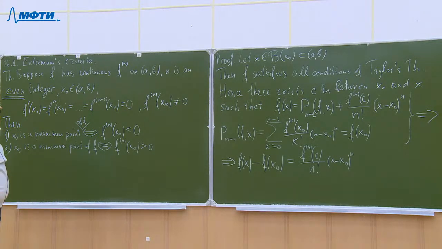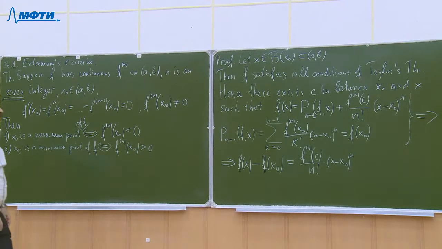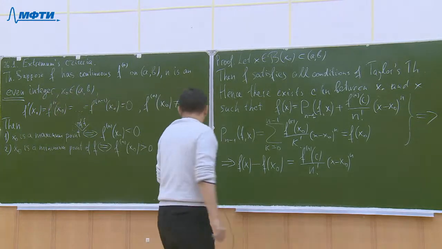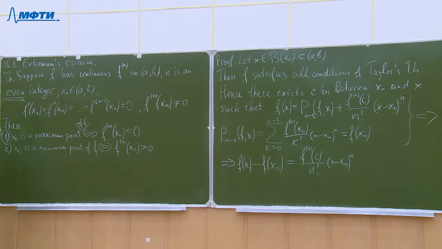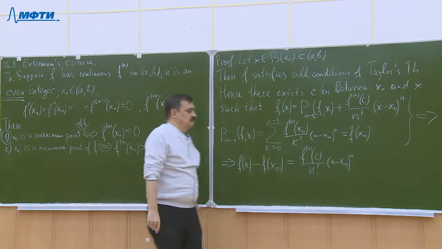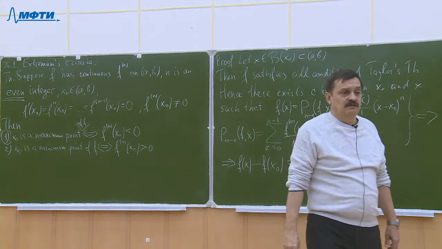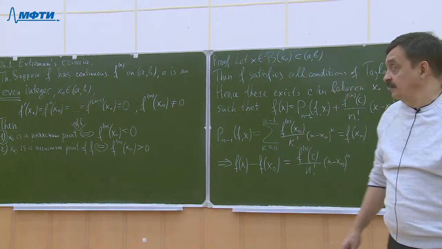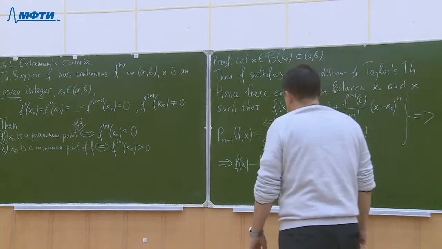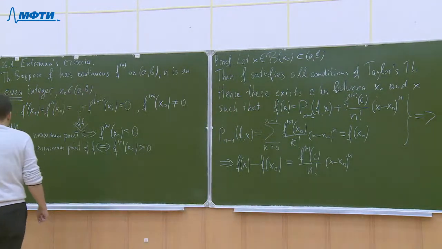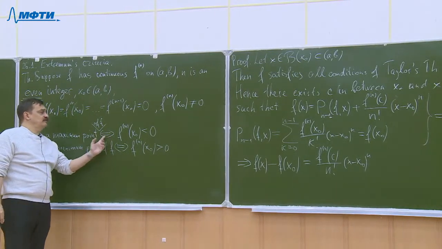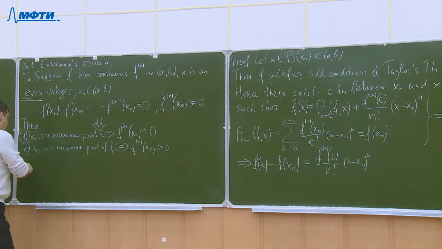Now, I'll consider only the case 1. The second possibility is considered quite analogously. I will not do it. So, we have in fact two assertions here in both sides. So suppose x0 is a maximum point.